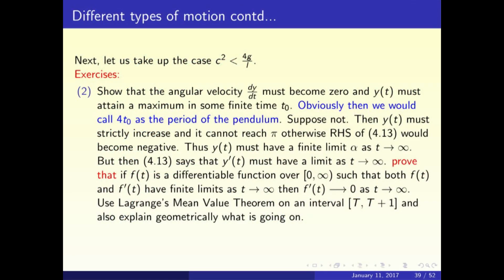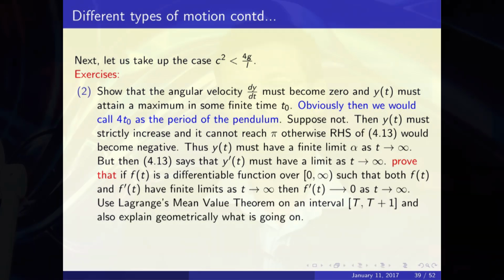But can you prove it rigorously using calculus? I recommend you do it using the mean value theorem. Instead of relying on the geometrical intuition, let us back it up with rigorous reasoning. Let us apply Lagrange's mean value theorem on the interval t comma t plus 1. f of t plus 1 minus f of t is going to be f prime c for some c between t and t plus 1.